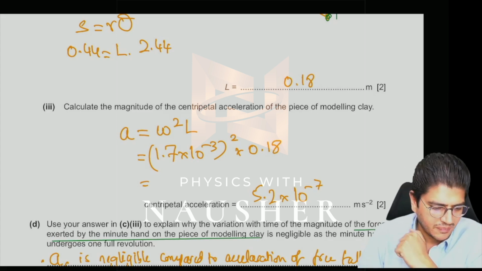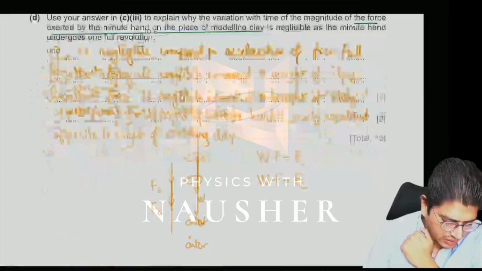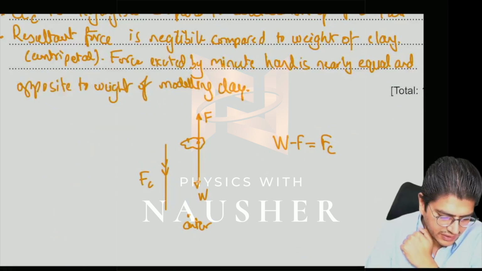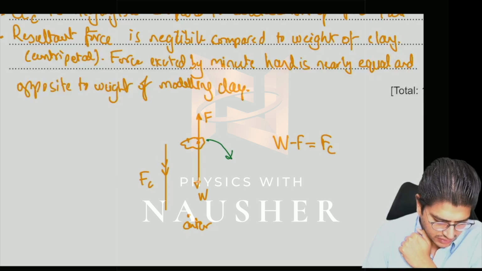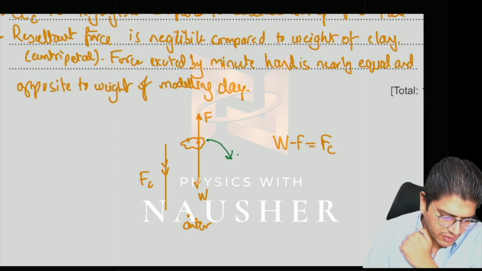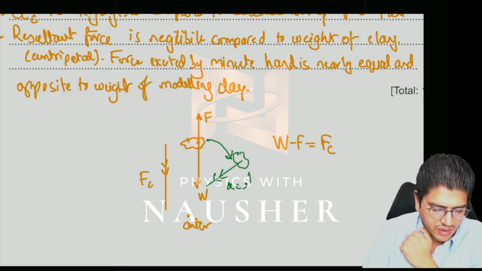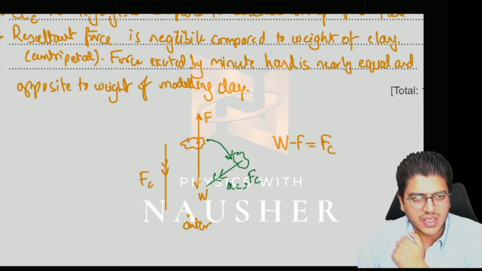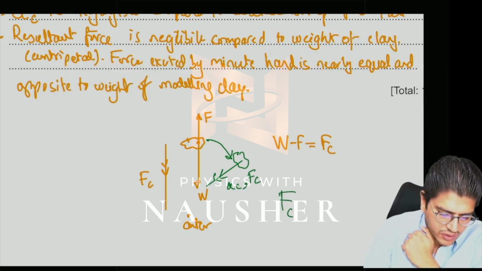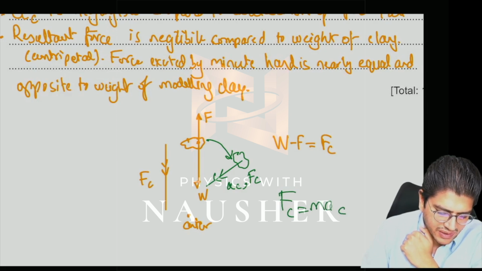Compared to what? Look, this is the piece of modeling clay, and it is moving from here to here in a circle, as you know. So even if it moves here, there has to be some sort of centripetal acceleration, and that centripetal acceleration is giving you some centripetal force, because centripetal force is mass times centripetal acceleration.